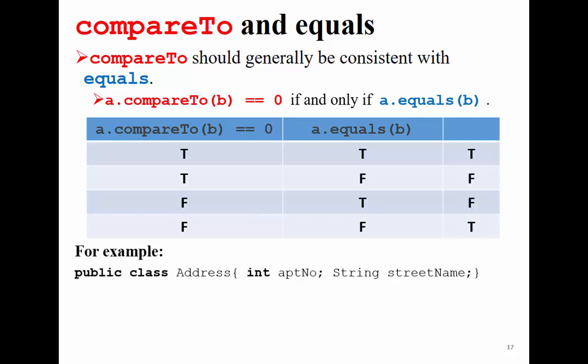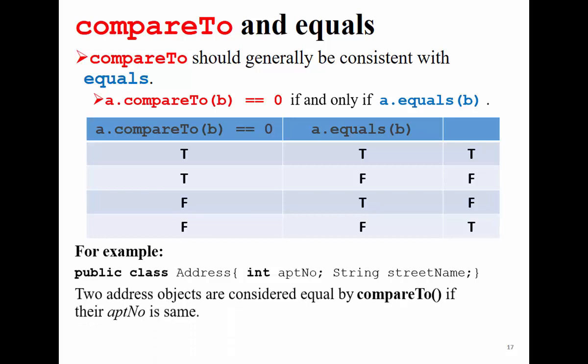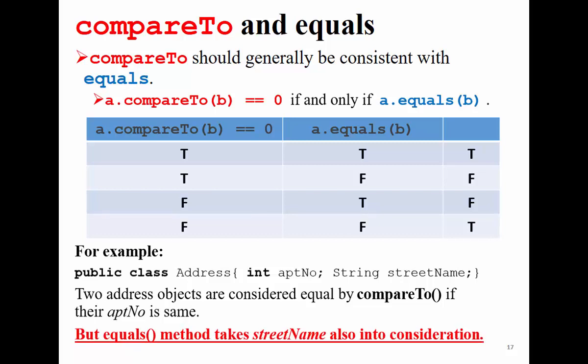You have a class with two fields, apartment number and street name. You can compare these two based on the apartment number. You can say apartment 1, 2, 3 are in the same building, so you compare based on the apartment number, apartment 1, apartment 2, apartment 3 inside the building. But for equality, we look only at the street name, or postal code. You might say these two addresses are the same, they have the same postal code. But someone needs to order them inside the building by looking at the apartment number.